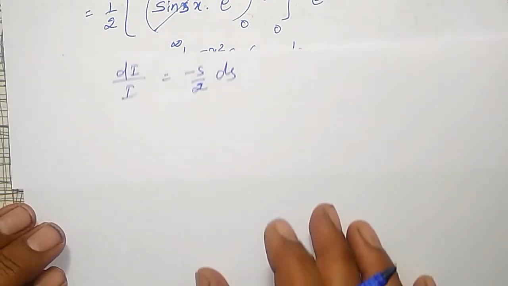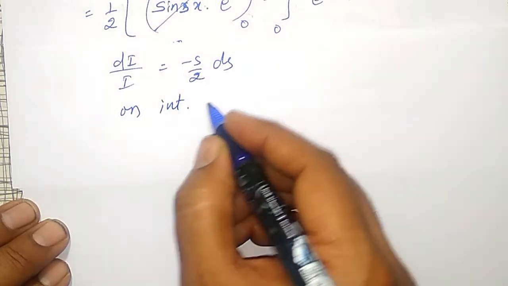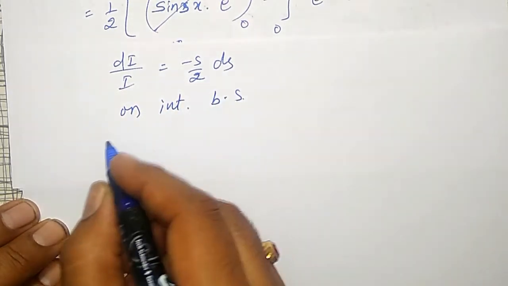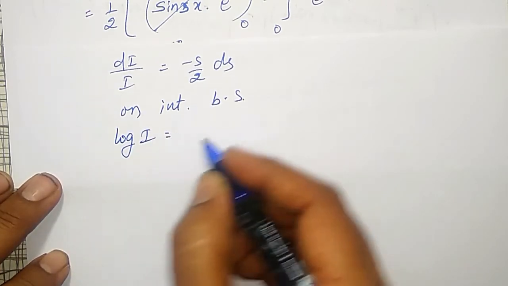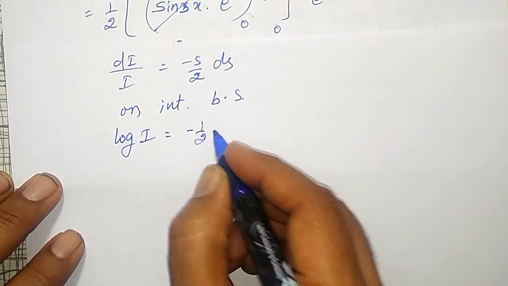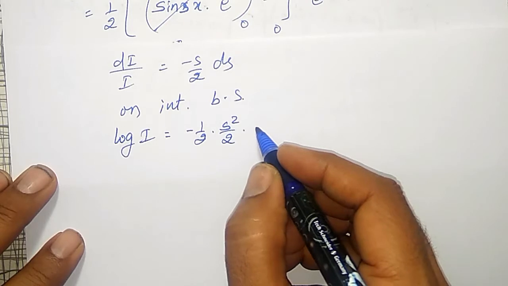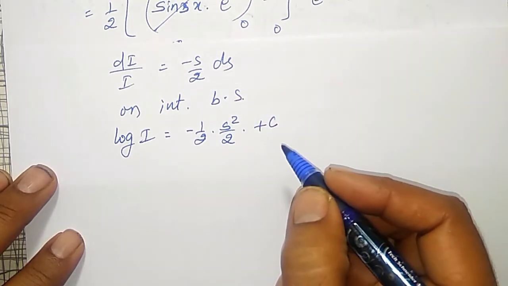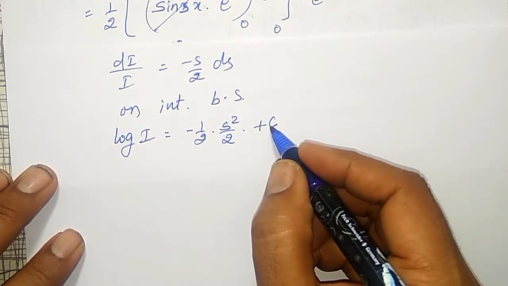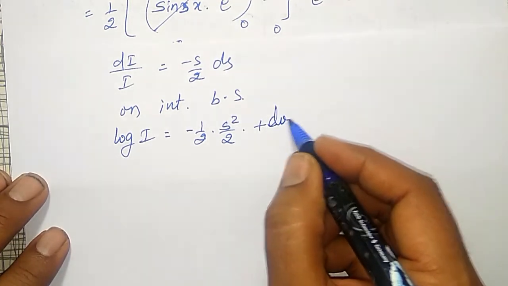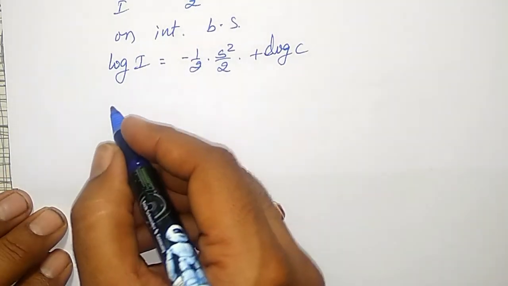Okay, now on integrating both sides I will get log I equal to minus 1 by 2 as it is, integration of s will become s square by 2, into plus constant c I can take, or I can take it as log c also. Okay, let me take, instead of only c, let me take it as log c. Then what happens here? This log c I will shift to the other side.